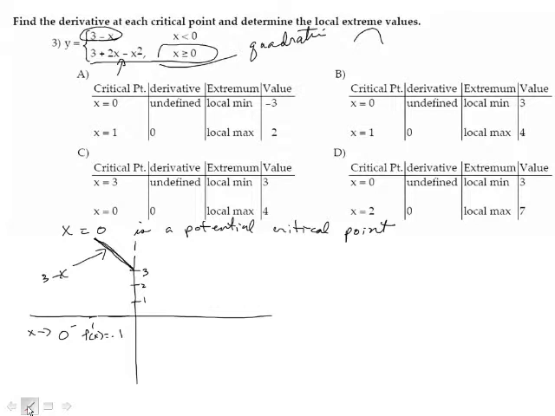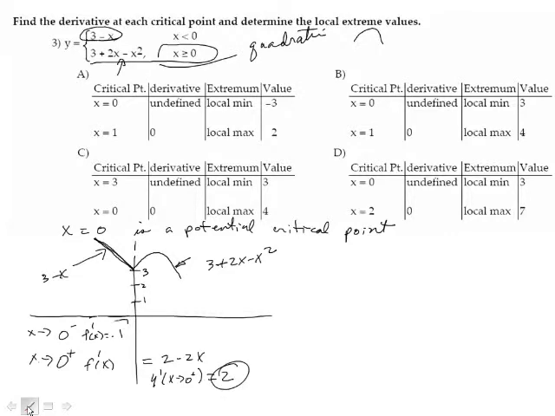Now, graphing the function to the right, we see a parabola, as we said. Here the function is 3 plus 2x minus x squared. So as x approaches 0 from the right, f prime of x equals 2 minus 2x, and f prime as x approaches 0 from the right then is equal to 2. So no, they're not the same.